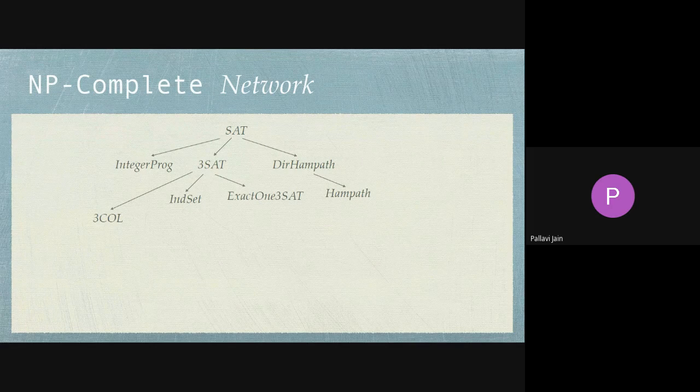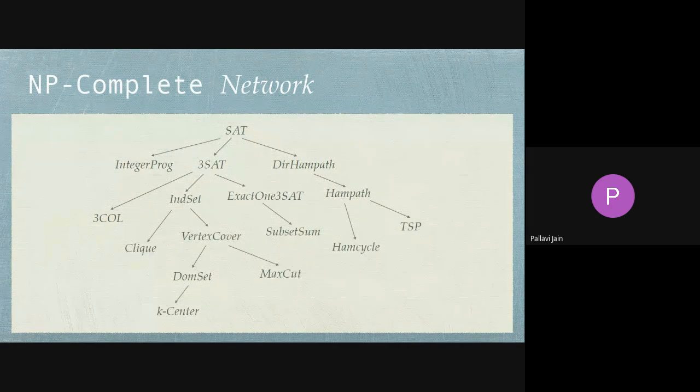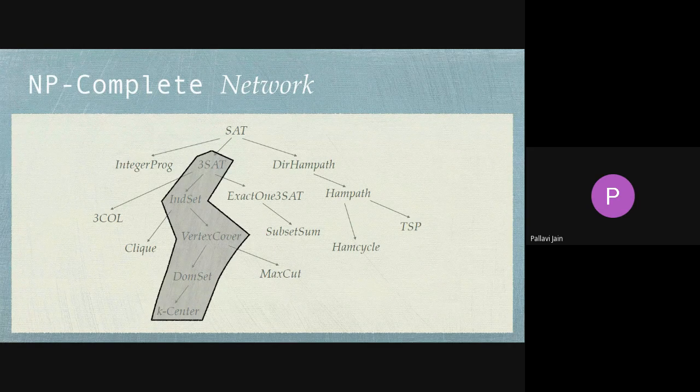Today, the number of NP complete problems probably runs into thousands. This is just one small subtree of that large network, and we have lots of natural problems that we know are NP complete. Of course, it is not possible to prove all of them NP complete in one lecture, or half an hour. So we'll focus only on this small section.